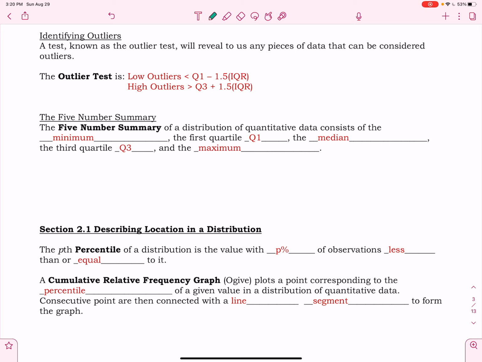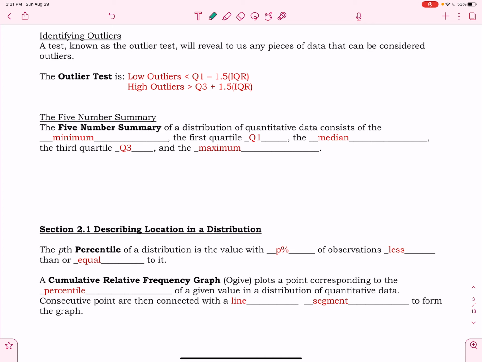AP Statistics. In this video, we are still in Unit 1, and we are talking about outliers. What is an outlier? Well, an outlier is an unusual feature because it looks like it is separated a great distance from the majority of the rest of the data. So we want to know how to determine if, in fact, a value is truly an outlier or if it just looks like an outlier.